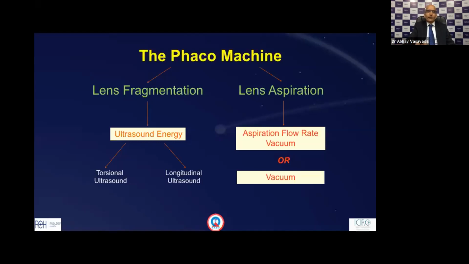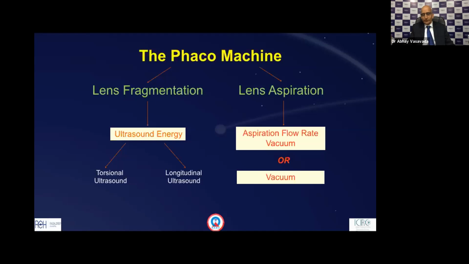Then this fragmented material is presented to the aspiration at the tip of the phaco tip. The way that fragmented material is aspirated is by two fundamental systems. One, very popular and widely used, is a peristaltic system, whose first step is attracting the fragmented material to the tip by a process called aspiration flow rate, slow or fast. Then once that material comes to the very tip, the vacuum generates in the system. Finally, that vacuum removes the material out of the eye.